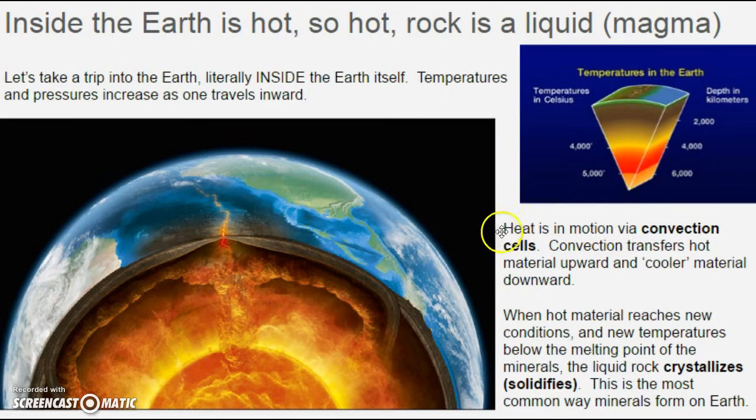So heat is in motion via convection cells. Convection transfers hot material upward and cooler material downward. When hot material reaches new conditions and new temperatures that are below the melting point of the minerals, the liquid rock crystallizes or solidifies. This is one of the most common ways in which minerals form on Earth.